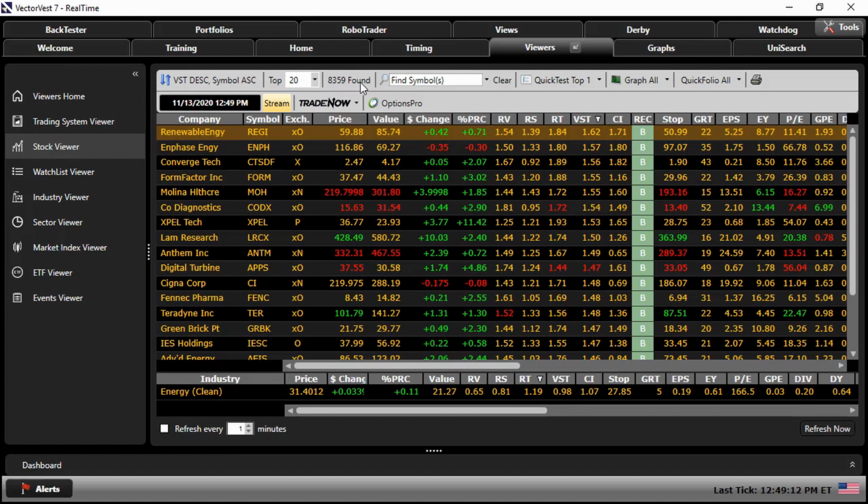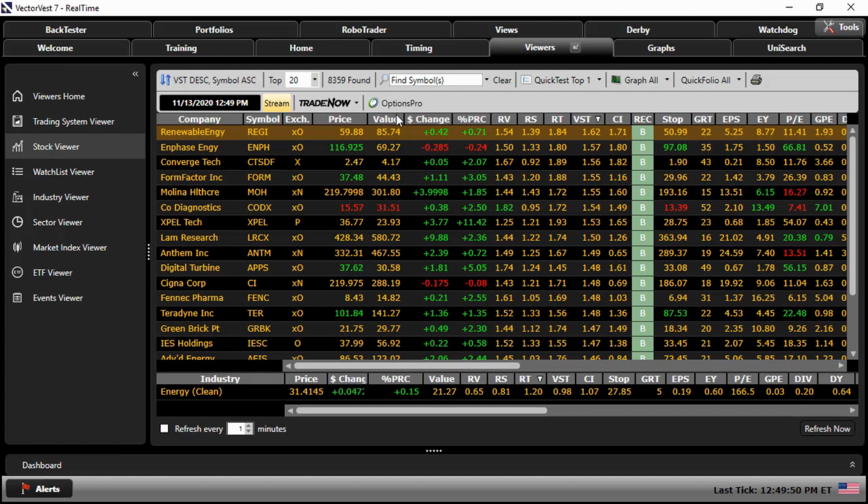We're going to use different sorts. So instead of having to go through each and every stock to try to find what you're looking for, we're going to use some of the sorts that you can only find in VectorVest to help pinpoint what's good for you. When you open up the stock viewer, it will automatically be sorted by our master indicator, VST. That was the first thing, to look at the top 20 stocks in the list to determine what's good, what's not as good as some of the other stocks.